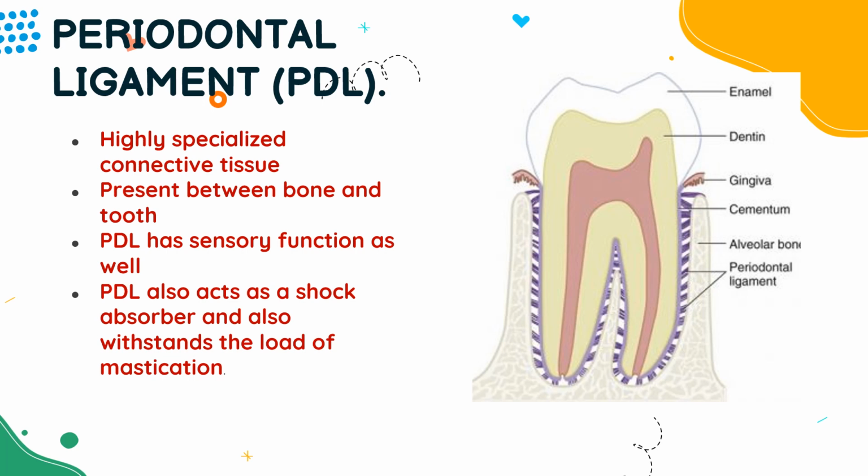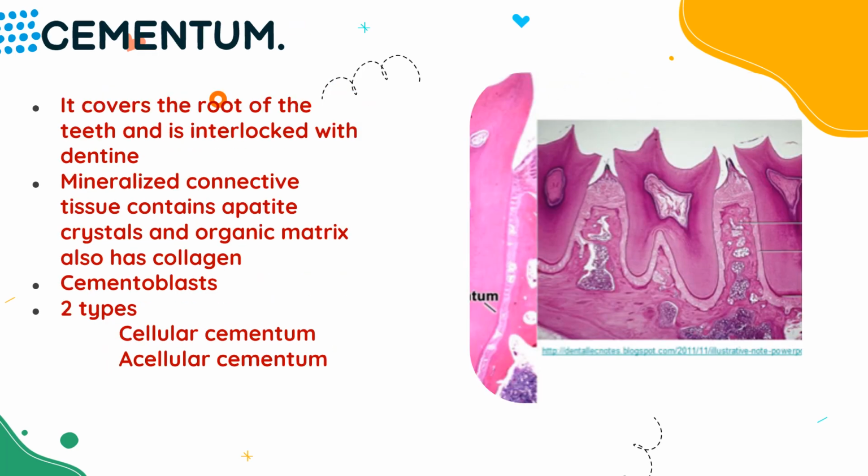Okay, so the last slide of this lecture will be cementum. It is also a supporting tissue of the tooth. It covers the root of the tooth and is interlocked with dentine. It is also a mineralized tissue and has apatite crystal along with an organic collagen matrix. Cementum forming cells are called cementoblasts, and cementum is of two types: cellular cementum and acellular cementum.